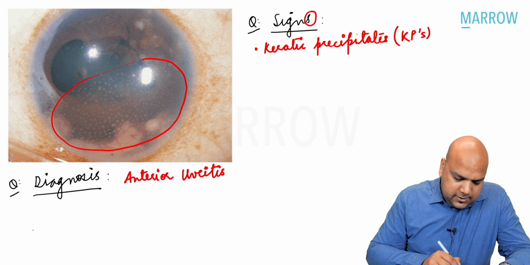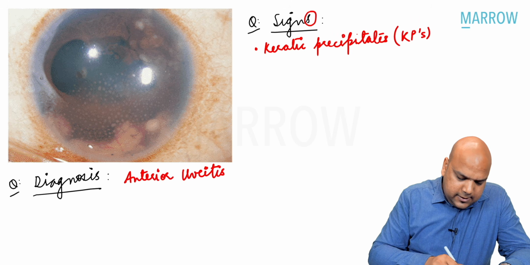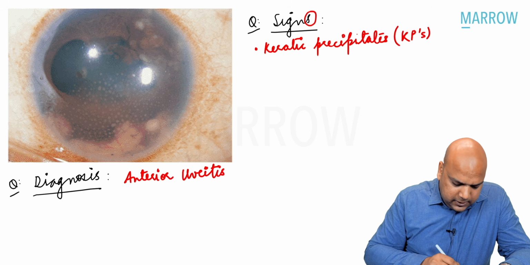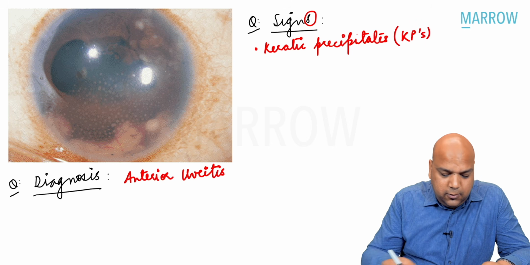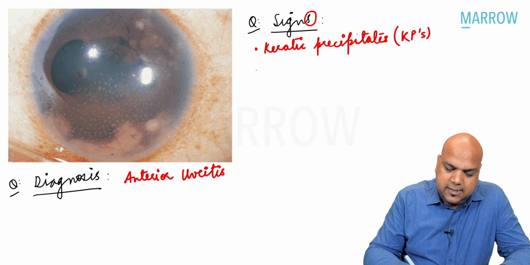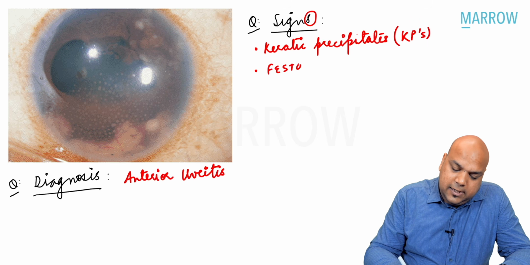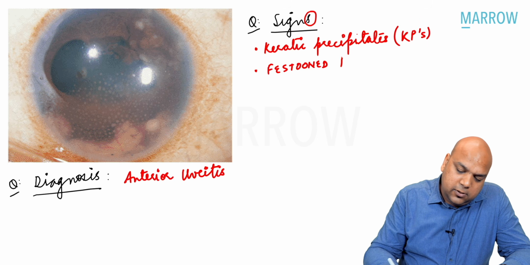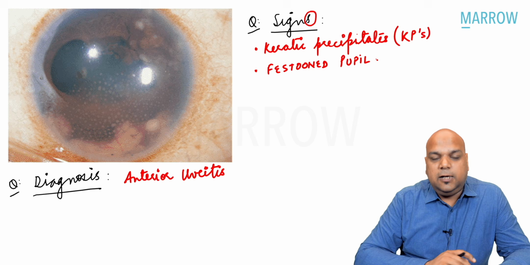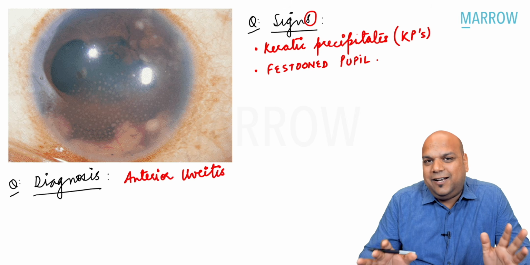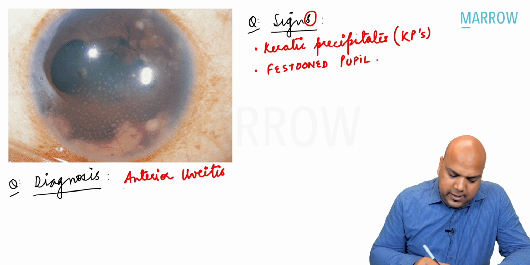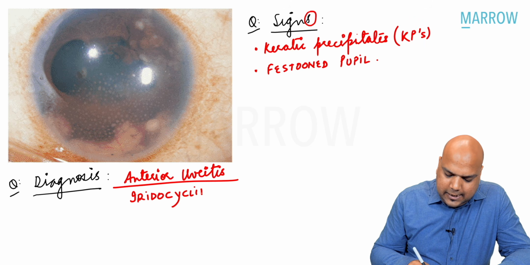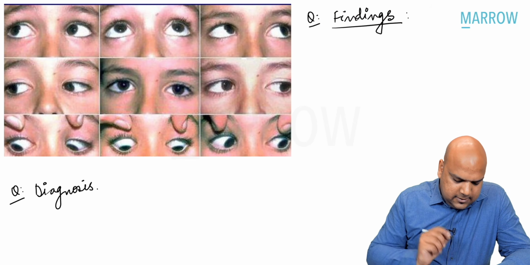But what is the other sign you can see in this photograph? Let me just erase the red circle I have drawn. Look at the pupil. Even though it is very hazy, you can see, is the pupil dilated, is the pupil constricted, or is the pupil dilated somewhere, constricted somewhere? Yes. So very hazily you can also make out a festooned pupil. So these are the two things visible which are clear enough, diagnostic enough for us to be able to reach our diagnosis of anterior uveitis. Please remember, anterior uveitis is also called iridocyclitis, inflammation of iris and pars plicata.